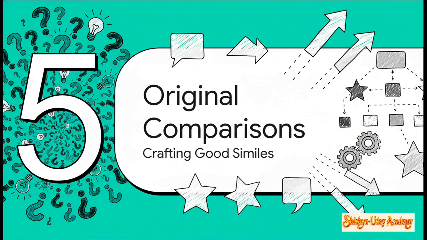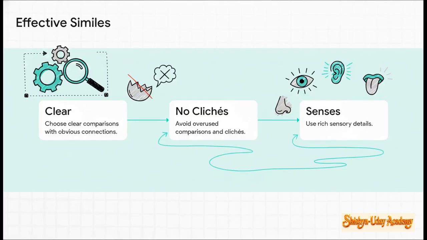Let's figure out how to write some fresh, dynamic sentences ourselves. To craft an effective comparison, you've got to follow a clear path. Step 1. Choose clear comparisons with obvious connections. Ensure your connection is logical, kind of like interlocking gears working together.